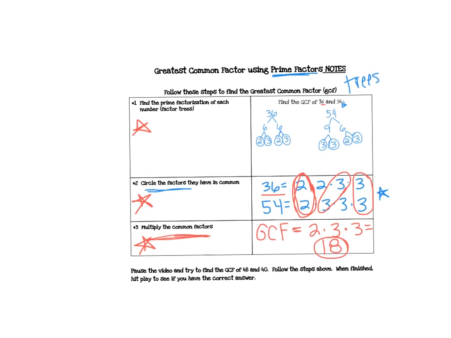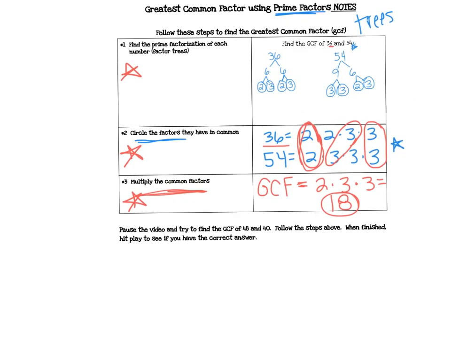All right, go ahead and pause the video. I want you to try the next one. Find the greatest common factor of 48 and 40. And then you can hit play, check your answer.